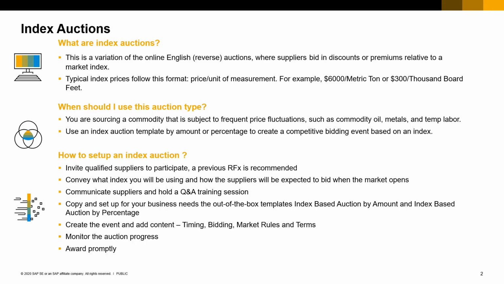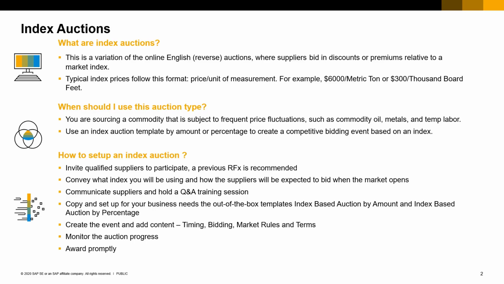Typically, indexes follow a format of price per unit of measurement, for example, $6,000 per metric ton. So, if you are buying a commodity that is subject to frequent price fluctuations such as oil, metals, and temp labor, use an index auction template by amount or percentage to create a competitive bidding event based on an index.